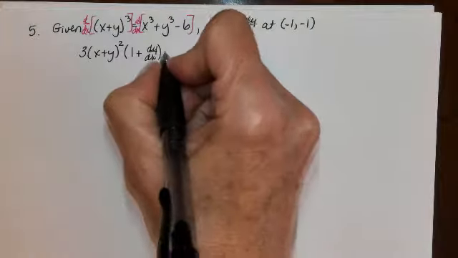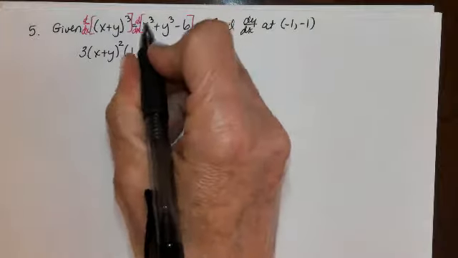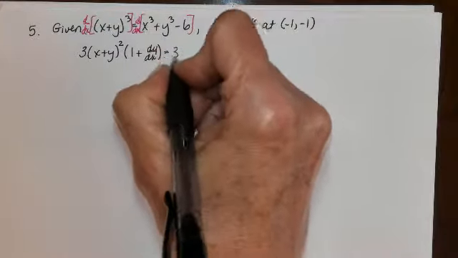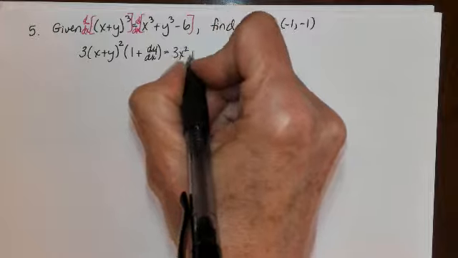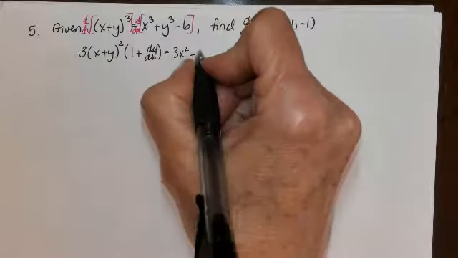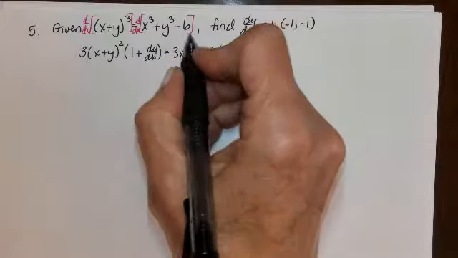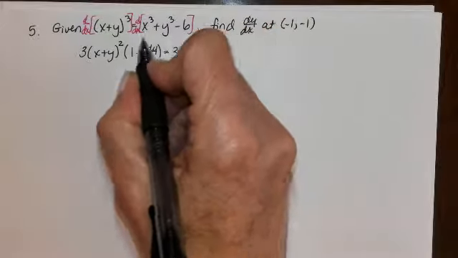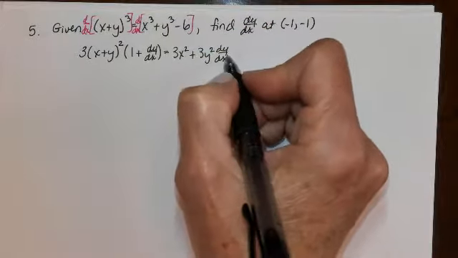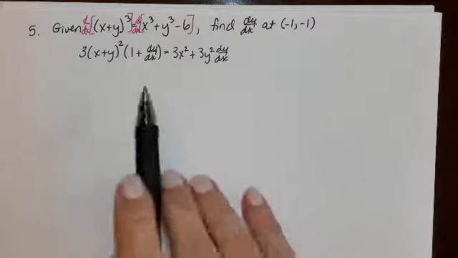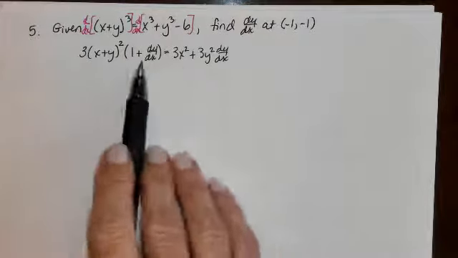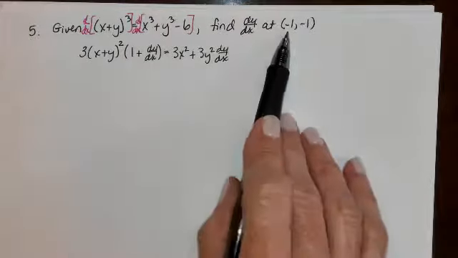And that will equal, the derivative of x cubed with respect to x is 3x squared. The derivative of y cubed with respect to x is 3y squared dy/dx. And the derivative of -6 with respect to x is 0. All right, so this is an expression with the derivative. We want to find dy/dx at this point.